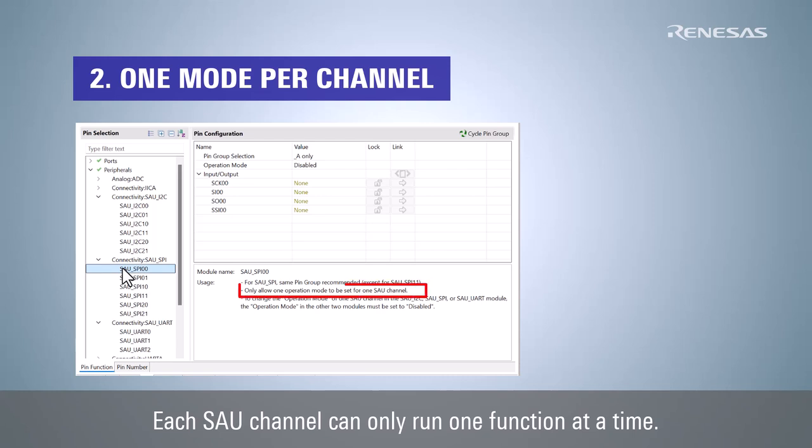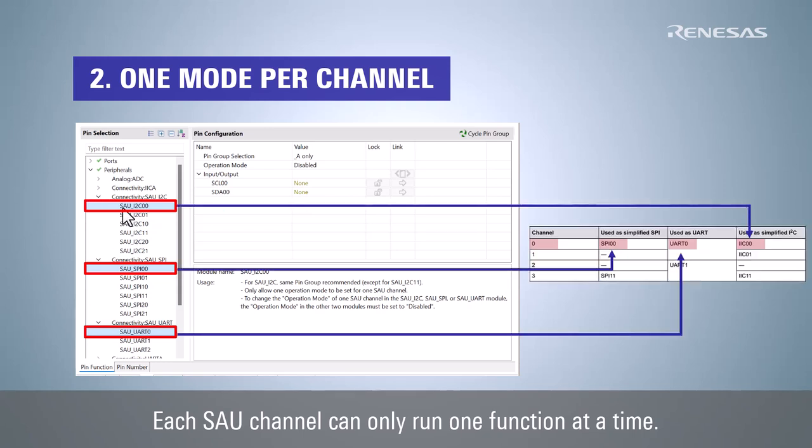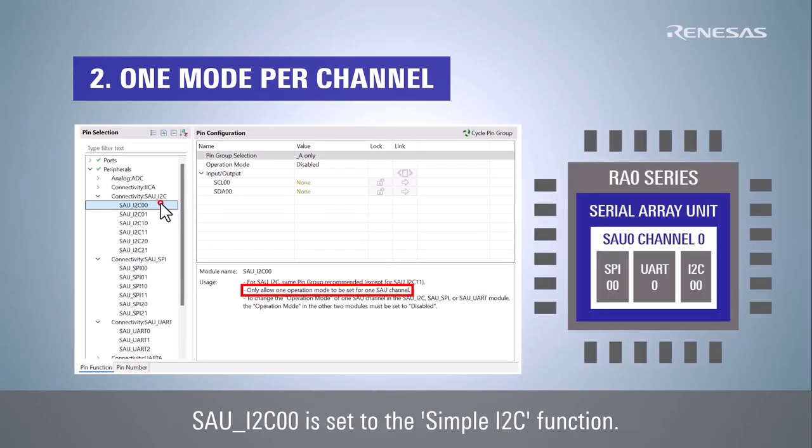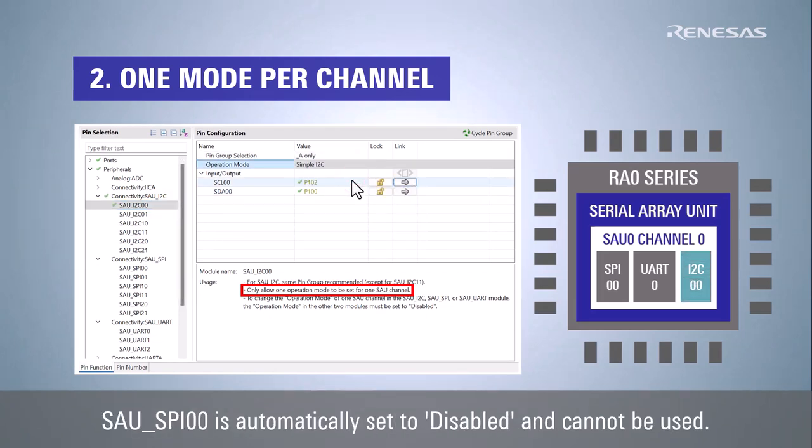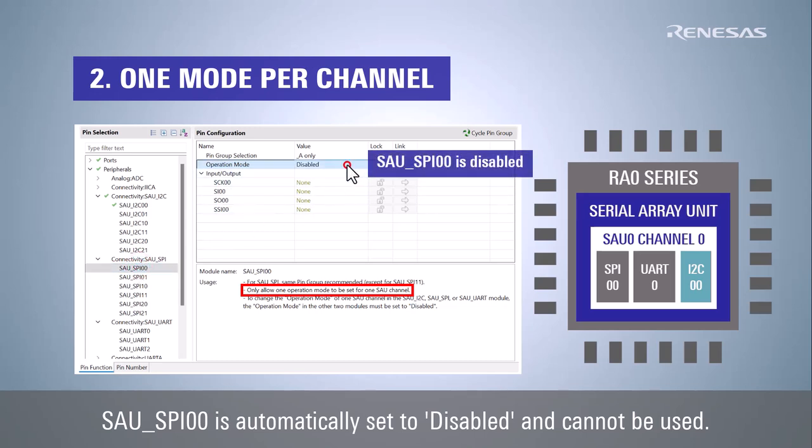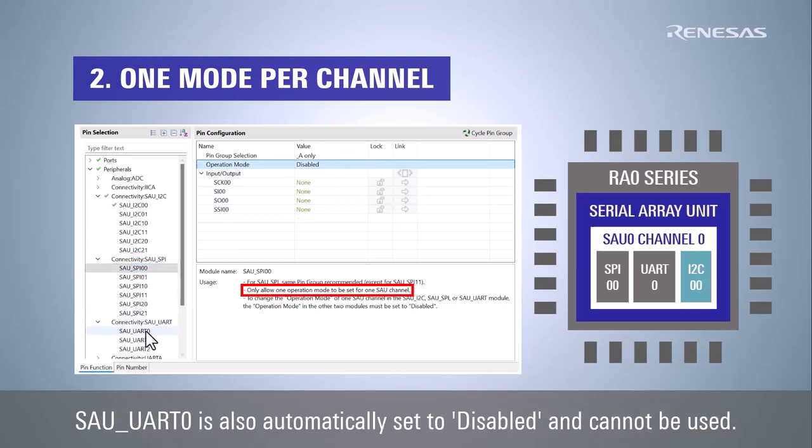2. One mode per channel. Each SAU channel can only run one function at a time. For example, SPI 00, UART 0, and I2C 00 all belong to SAU 0 channel 0. If SAU I2C 00 is set to Simple I2C function, SAU SPI 00 will automatically be set to disabled and cannot be used. SAU UART 0 will also be automatically set to disabled and cannot be used.